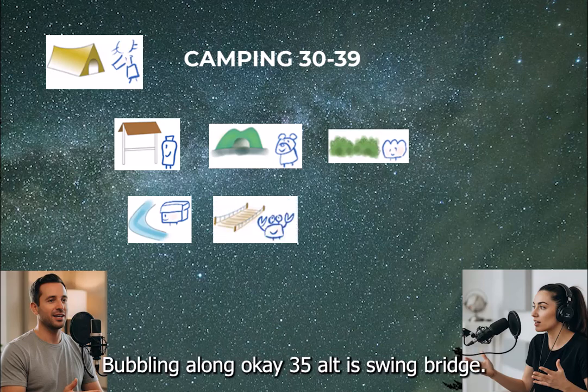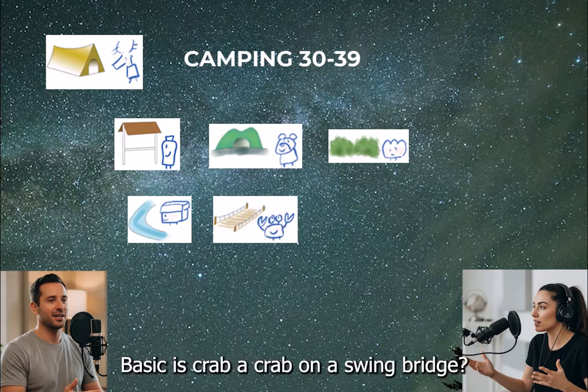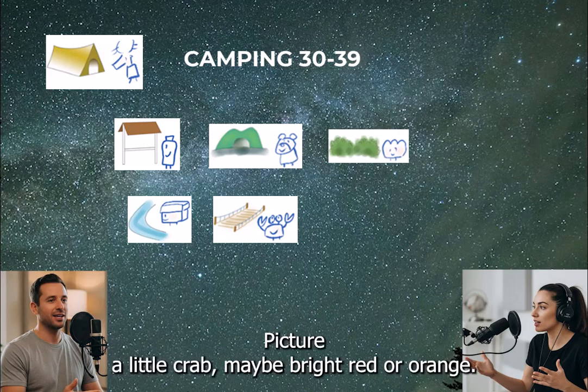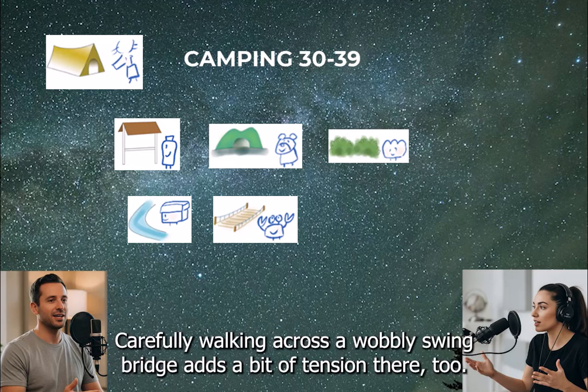Okay. 35. Alt is swing bridge. Basic is crab. A crab on a swing bridge. That's fun. Picture a little crab, maybe bright red or orange, carefully walking across a wobbly swing bridge. Adds a bit of tension there, too.